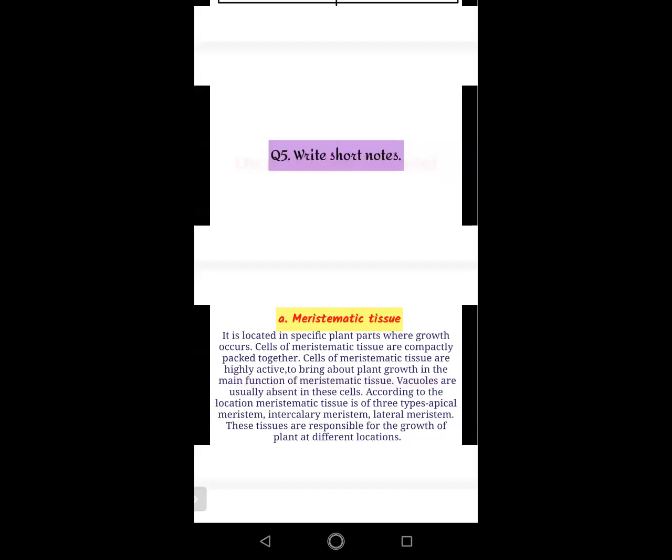What is the meaning of different locations? Trees do not grow at only one particular place. We see different locations: roadsides, houses, farms, fields. Trees are everywhere, but the only tissues responsible for the growth of the plant are the meristematic tissues, wherever the location may be, at different locations.